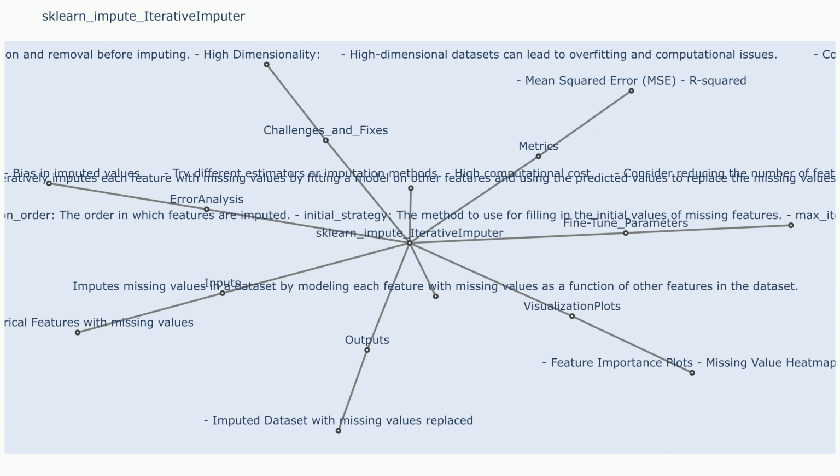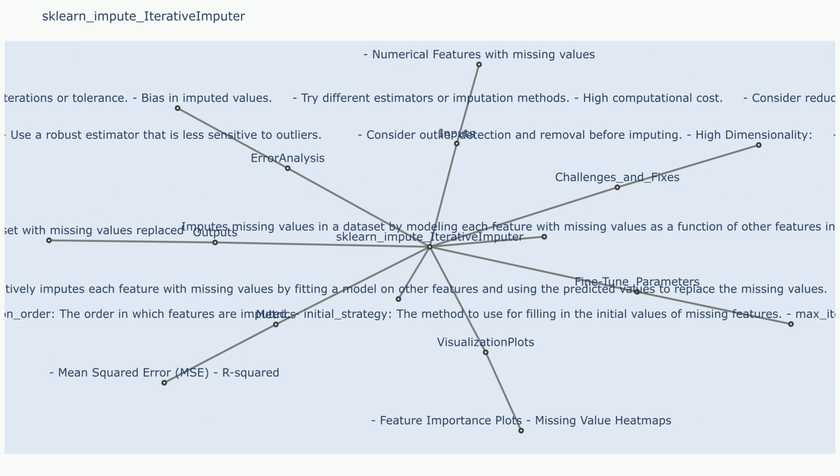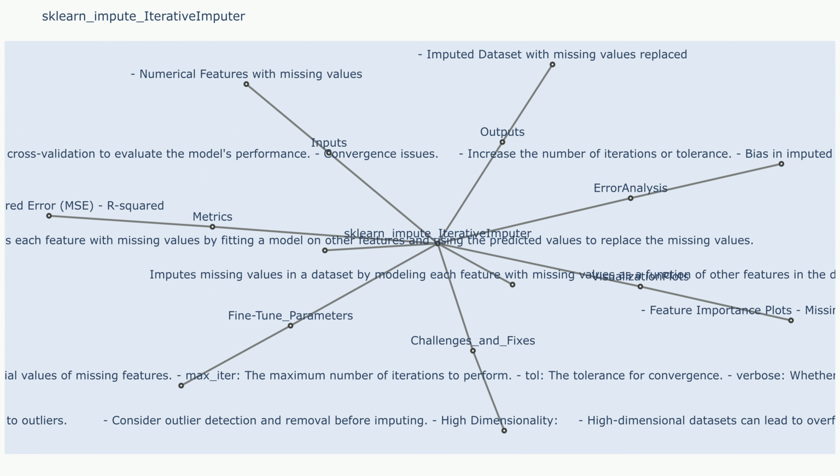Fixes to challenge 1. Regularization. Adding regularization techniques like L1 or L2 penalties to the estimator can help prevent overfitting. Early stopping. Implementing early stopping during the training process can prevent the estimator from learning too much from the training data. Cross-validation. Using cross-validation to evaluate the performance of the imputation model on unseen data can help identify overfitting.